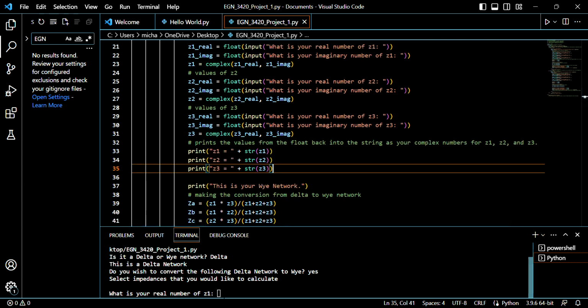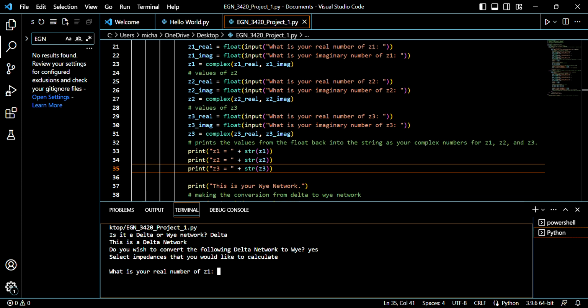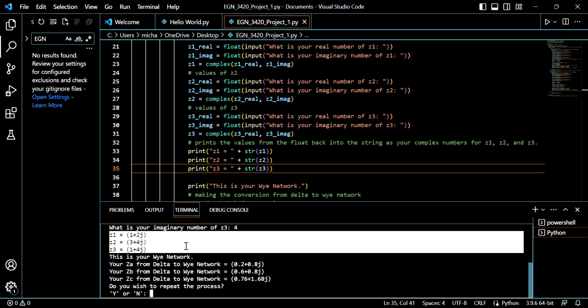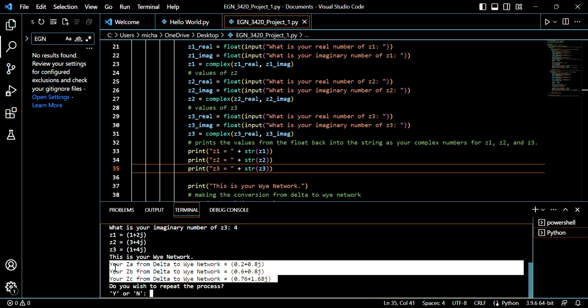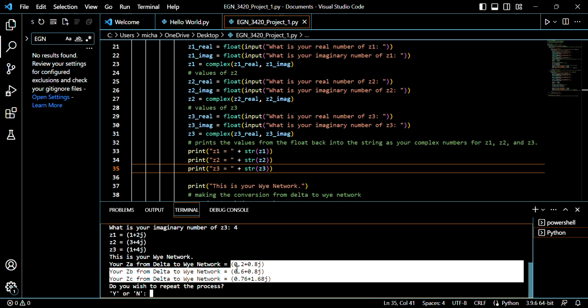But down here, in this terminal, it asks, what are your real numbers? I'll input a value and press enter. 4, 1, 4. So now it is printing out what your Z values are, of 1, 2, and 3, and then it'll say this is your Y network, and it will print out your Y network right below it for ZA, ZB, and ZC, and it's all still in complex numbers.